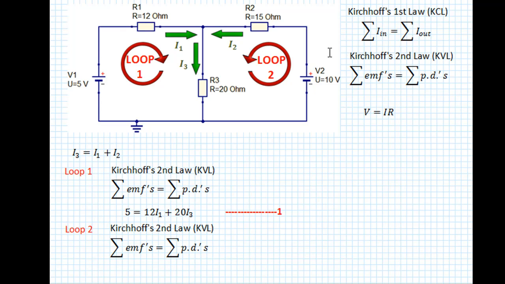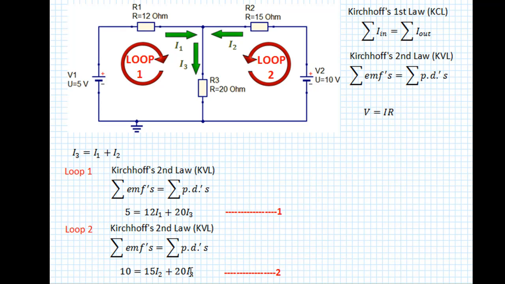In loop 2 we have an EMF of 10 volts. We get 10 equals 15I2 plus 20I3, and this is our second equation. Now we have two equations, and you can see it's starting to look like a simultaneous equation. The only difficulty is in these two equations we have I1, I2 and I3, so we have three unknown values in two equations, which means we can't actually in that form use simultaneous equations to solve it.